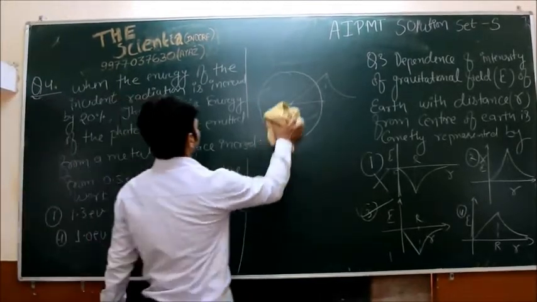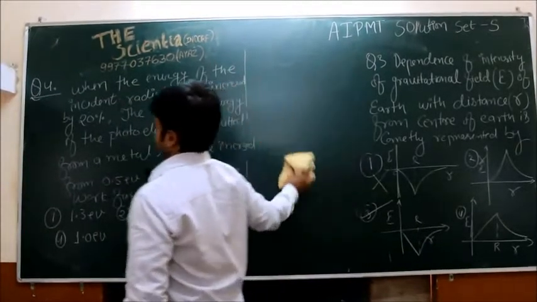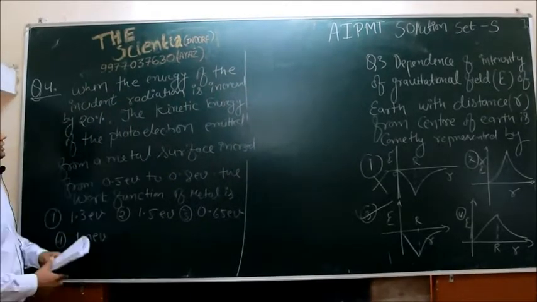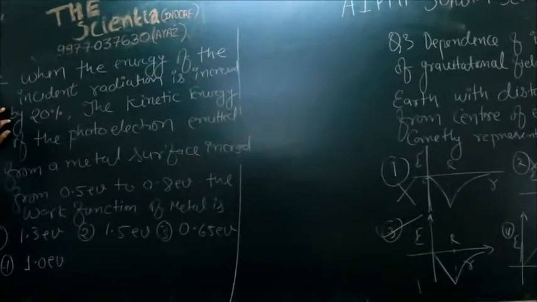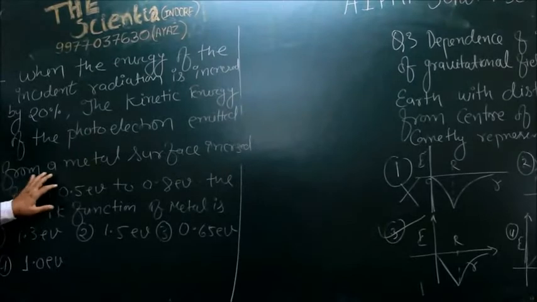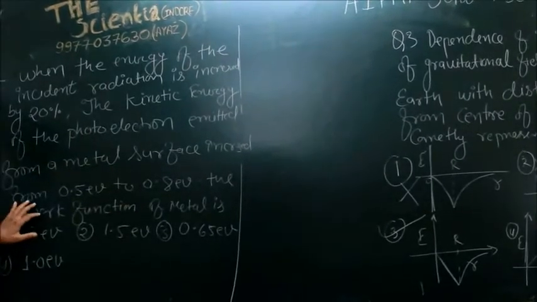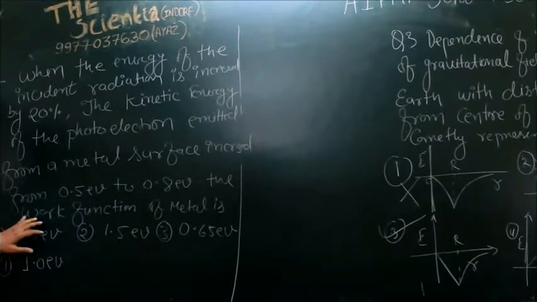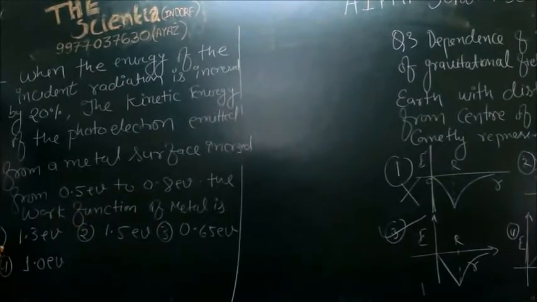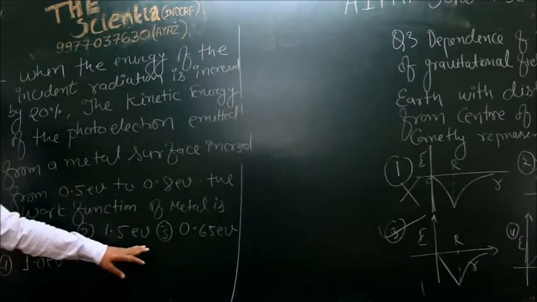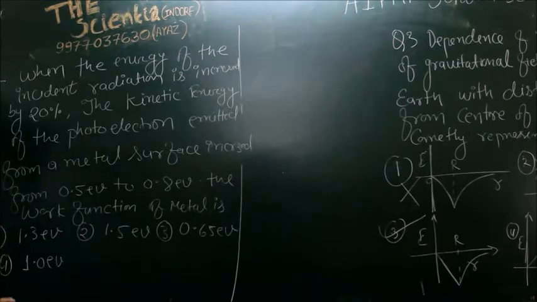Now question number 4 is related to atomic structure. When the energy of the incident radiation is increased by 20%, the kinetic energy of the photoelectron emitted from a metal surface is increased from 0.5 electron volt to 0.8 electron volt. The work function of the metal is: option 1 is 1.3 electron volt, option 2 is 1.5 electron volt, option 3 is 0.65 electron volt, and option 4 is 1 electron volt.